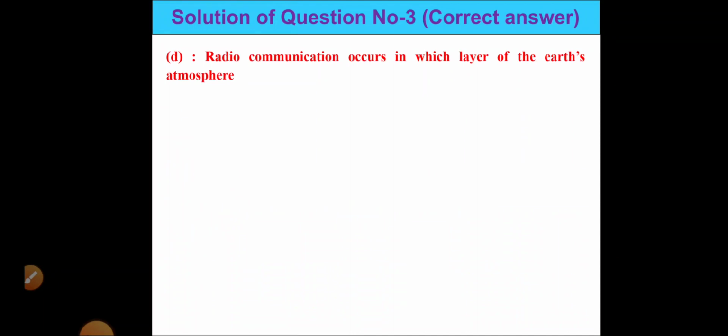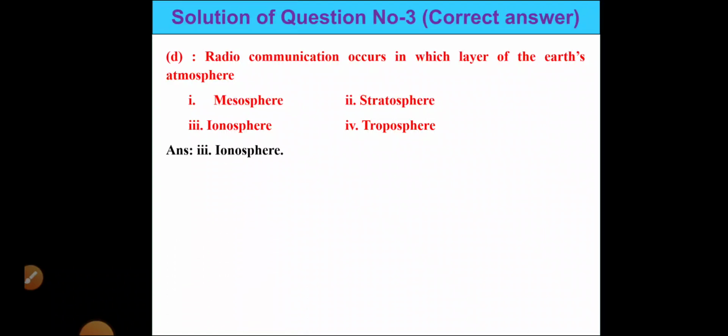Next, radio communication occurs in which layer of the Earth's atmosphere? Mesosphere, stratosphere, ionosphere, troposphere. In the ionosphere, radio communications take place. That means option 3 is correct.